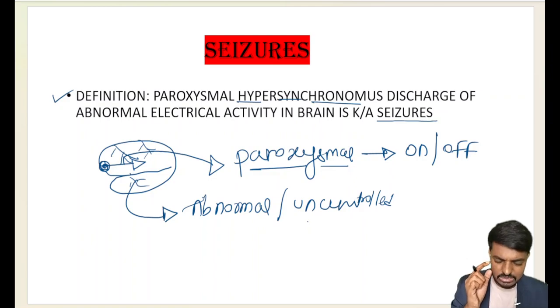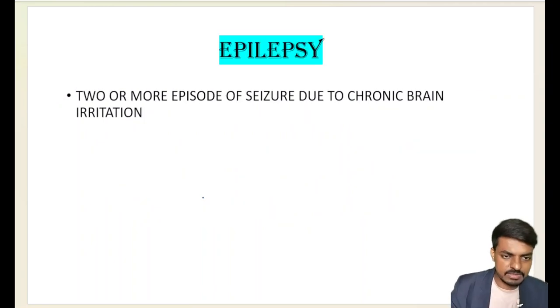Seizure is just an abnormal electrical activity which is occurring in the brain cells. That is called a seizure. Very important. So let me say what is epilepsy.